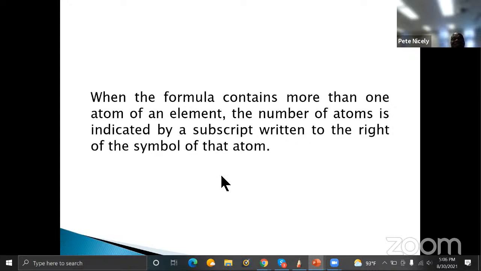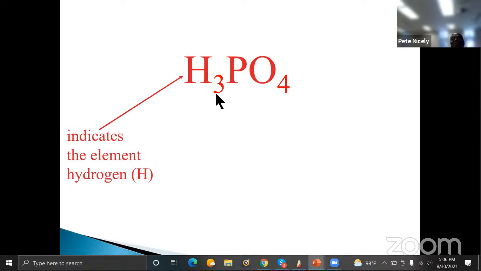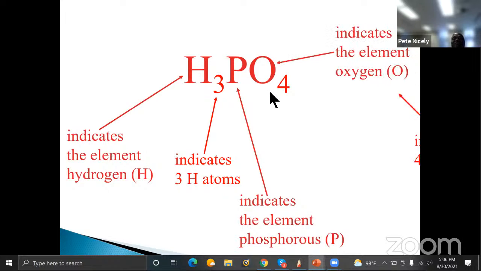Now, if you have more than 1 atom of an element in the formula, then we write that number beside it to the right as a subscript. So for example, in the case of this molecule here, this 3 indicates that there are 3 hydrogen atoms present. We have 1 phosphorus atom present here, and here we have 4 oxygen atoms present, all right? So that's how we represent the number of atoms for the elements present in a molecule. We simply write the number of atoms to the right of it as a subscript to indicate the number of atoms present in either the molecule or the formula unit of the compound.